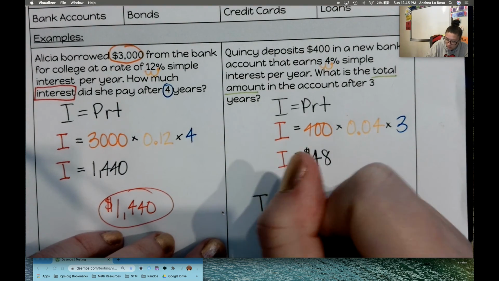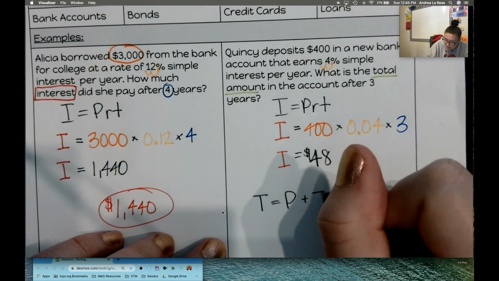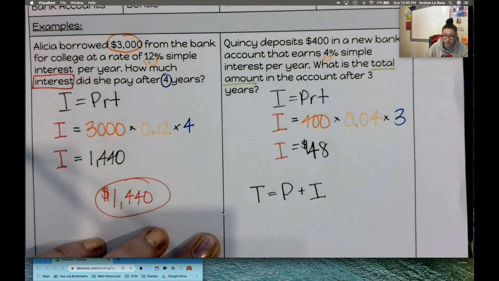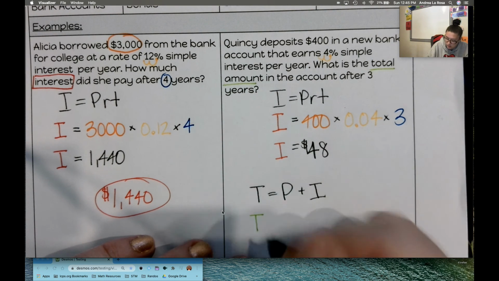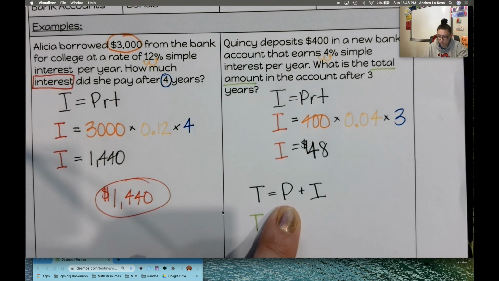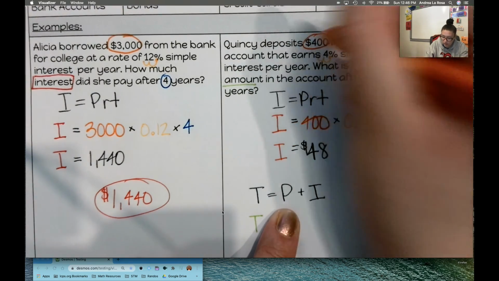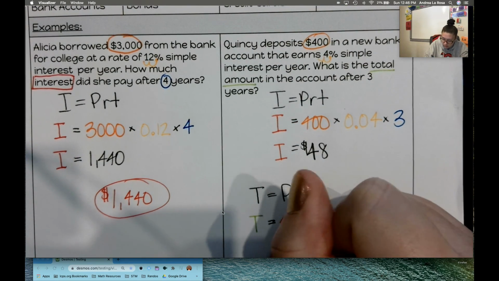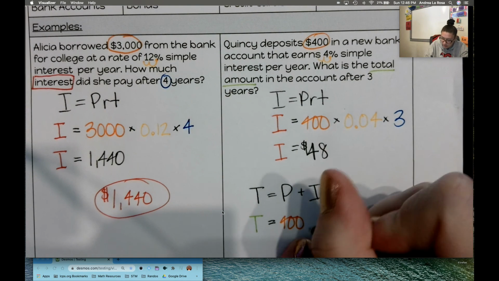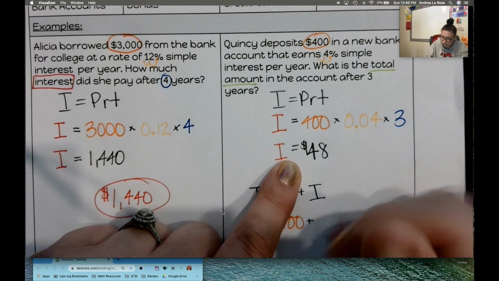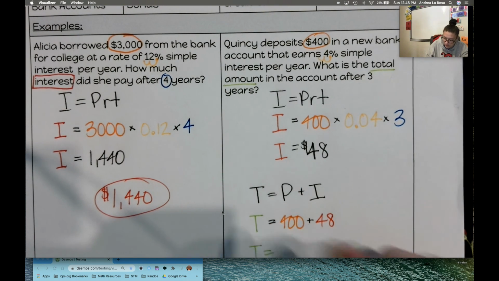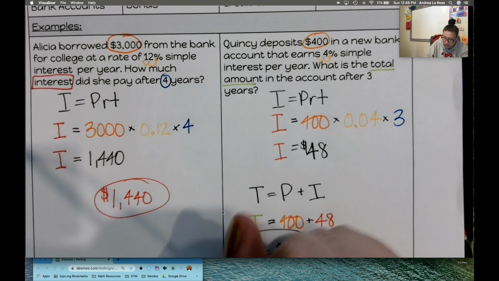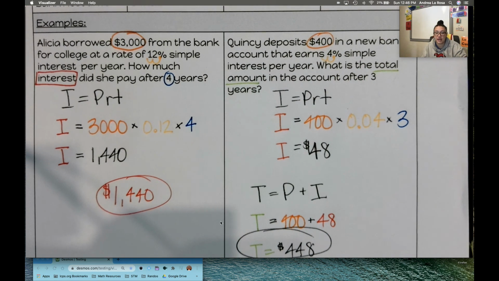The total amount is the principal plus the interest. That's what we're trying to solve for. The total amount is equal to my principal, that $400 that we started with, plus the interest that we calculated from up here, plus that $48. What's 400 plus 48? $448 that Quincy's going to have in that bank account.